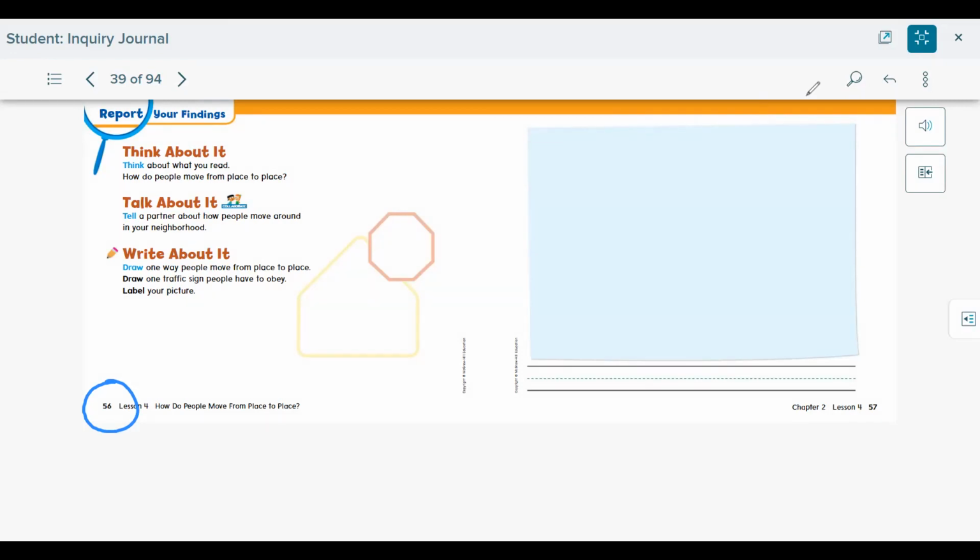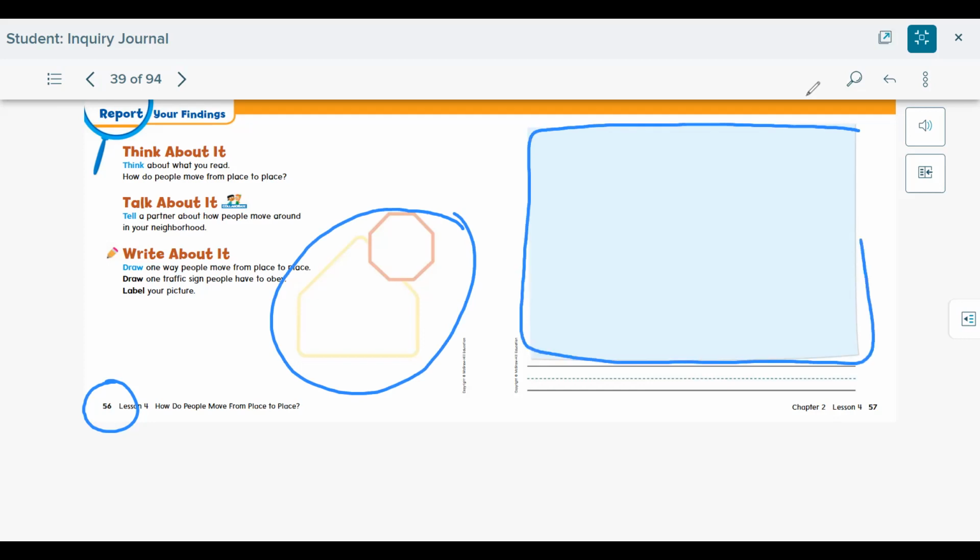And then I want you to draw one traffic sign that people have to obey. Do you remember these are a couple of the traffic signs. So you're going to draw your picture and draw one traffic sign and label your picture. You're going to write how people travel with what you drew.